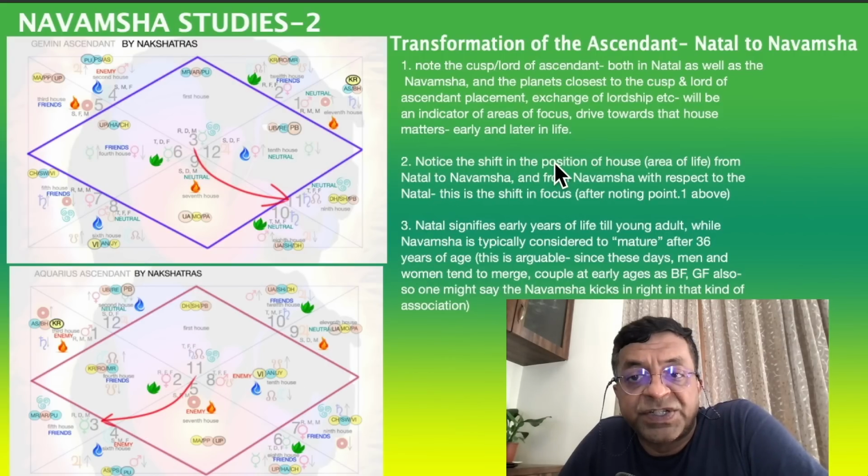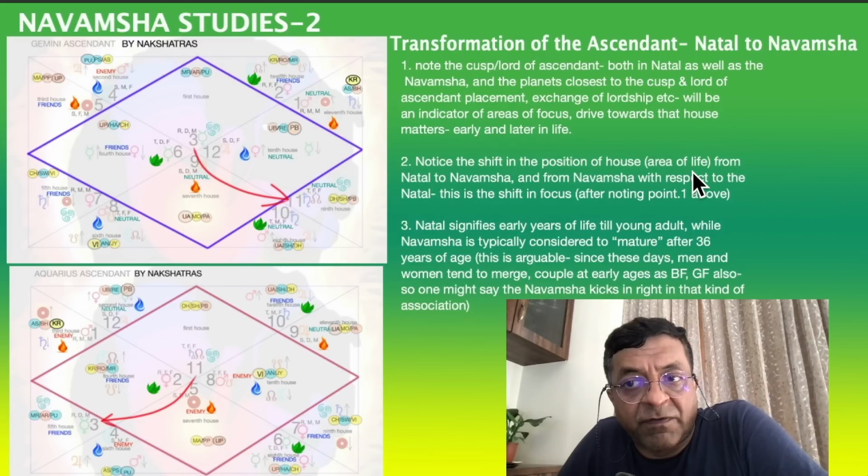So notice the shift of the position of house, area of life from natal to Navamsha and from Navamsha with respect to the natal. This shift in focus after noting point number 1 is a good indicator of how the person will be moving in life. This to this and this to this. Natal signifies the earlier years of life till a young adult. We already talked about that. While Navamsha is typically considered to be mature after 36 years of age.